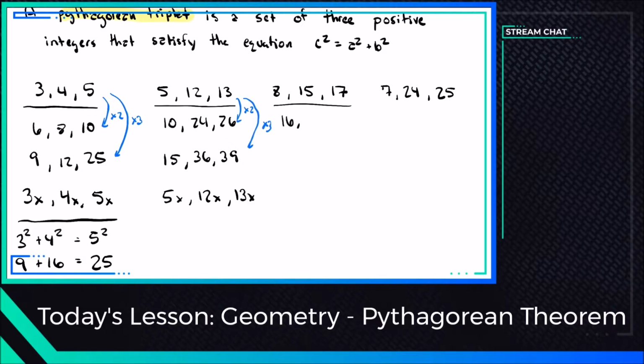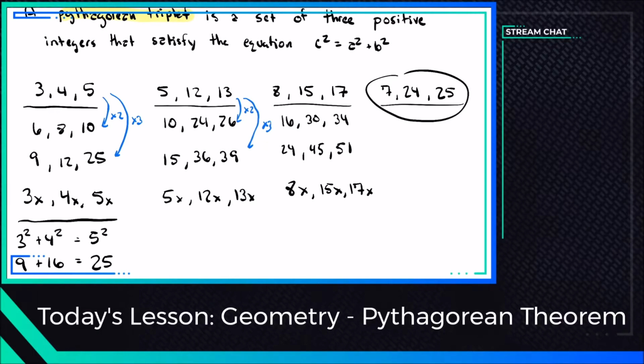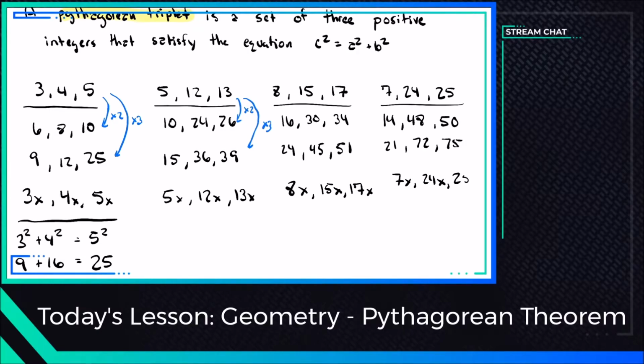So times by 2, 16, 30, 34. Or times by 3, we would have 24, 45, or 51. Any combination really of 8x, 15x, or 17x. Once again, this Pythagorean triplet of 7, 24, 25, that could be times by 2, 14, 48, and 50, 21, 72, or 75, or any combination of 7x, 24x, or 25x.